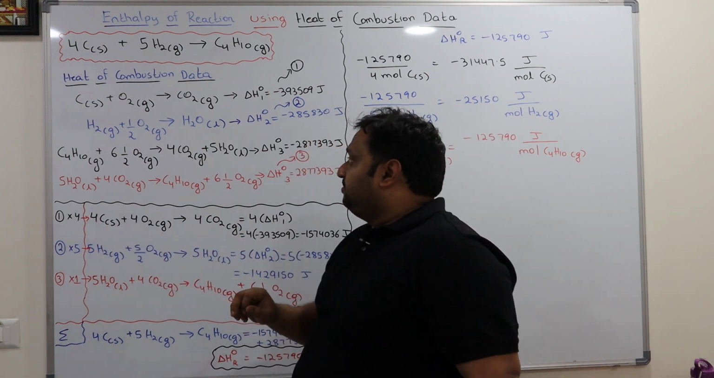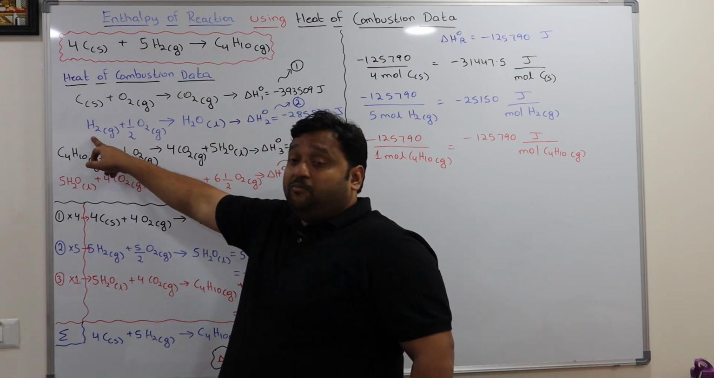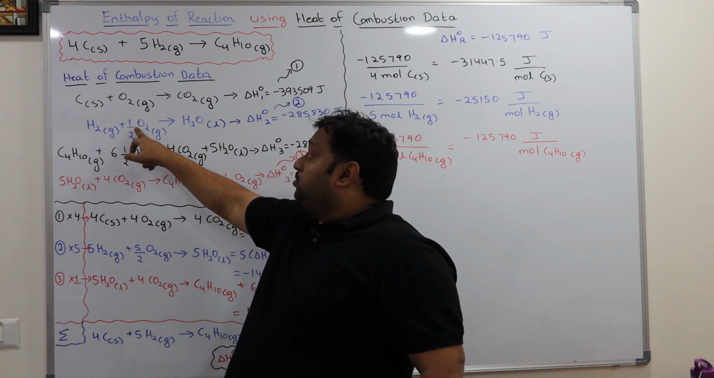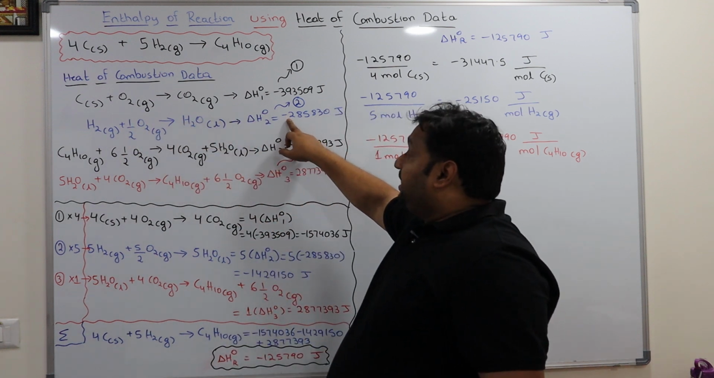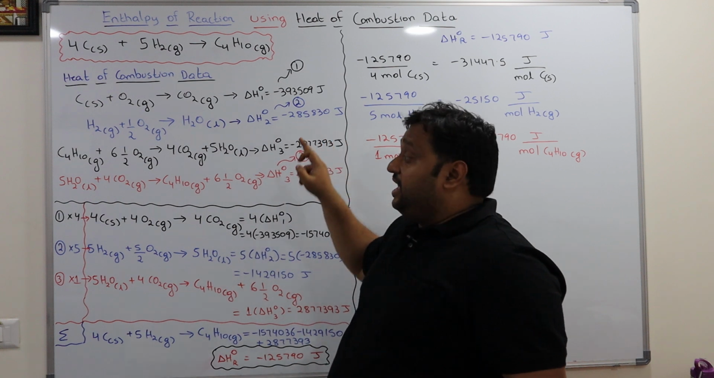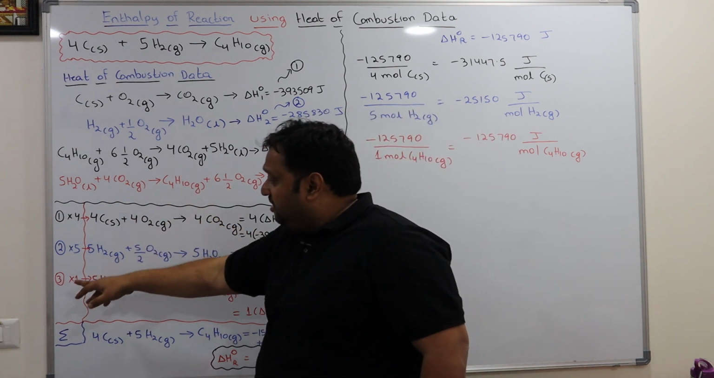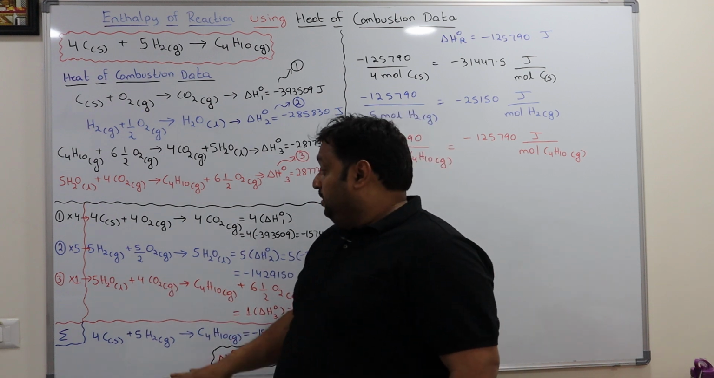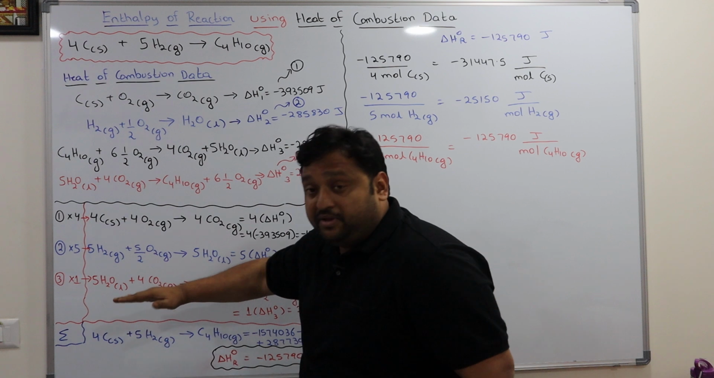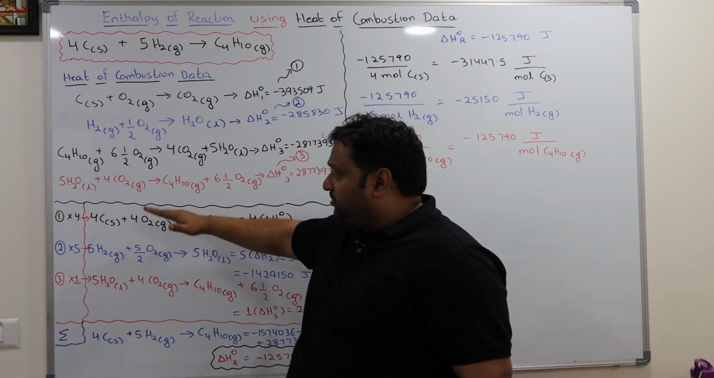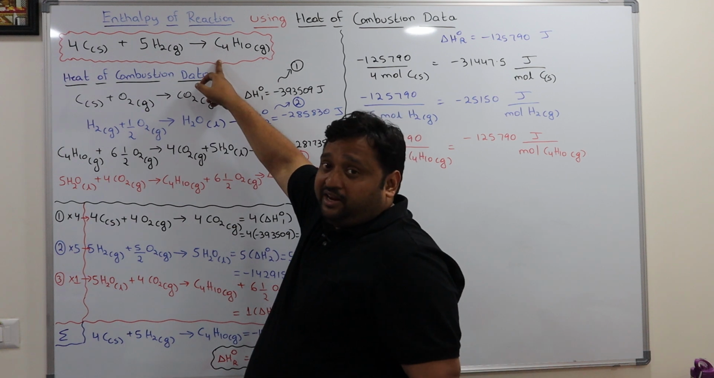That's fine. In the second reaction, I have multiplied by 5. So 5 moles of hydrogen and 5.5 moles of O2 and 5 moles of water, and 5 times the total enthalpy of this reaction. So I got the second reaction. Similarly, the third reaction I have written down as it is. Now sum up. I have the 3 reactions which are required to find out the enthalpy of this particular reaction.